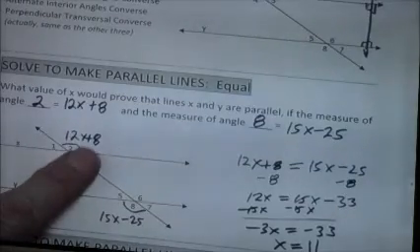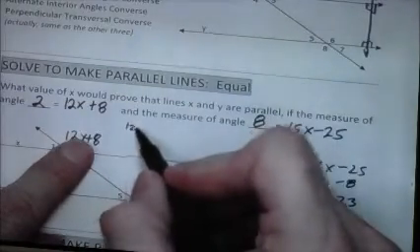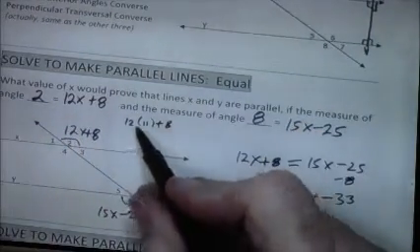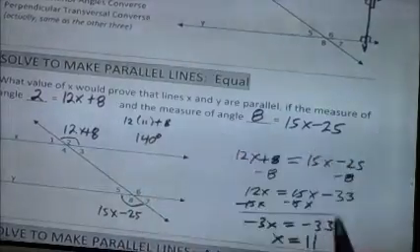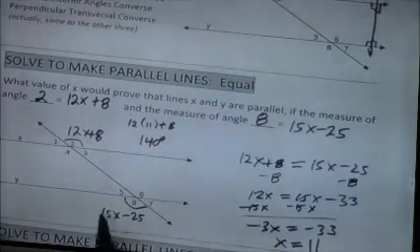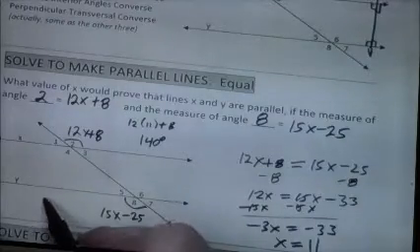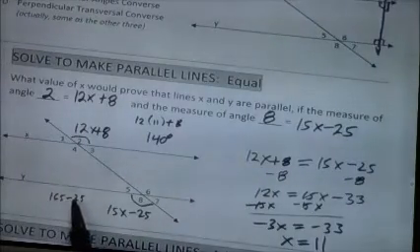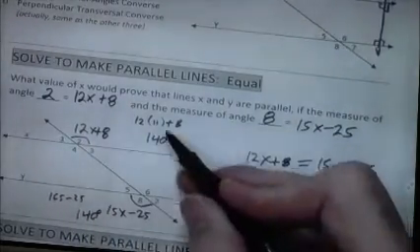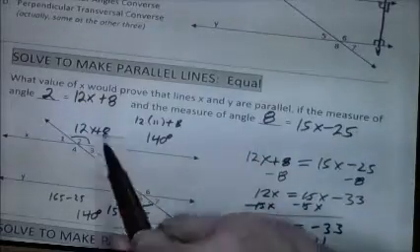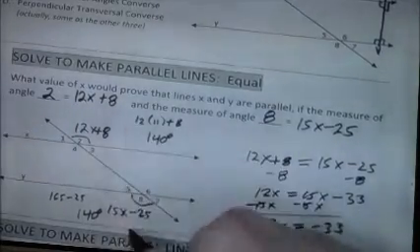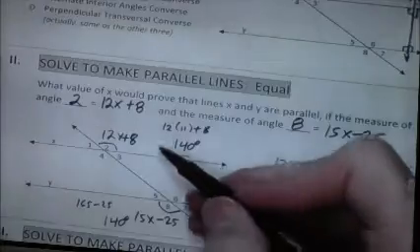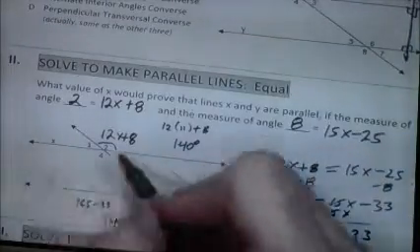Now, let's put 11 in here. 12 times 11 plus 8. So 11 times 12 is 132, plus 8, that makes this 140 degrees. Let's put 11 in here. 11 times 15 is 165, minus 25. So 165 take away 25, that is also 140 degrees. So using the number 11 makes these two 140 degrees each. That means that 11 is the number you need that makes x and y parallel. Because if these are both 140 degrees, that forces x and y to be parallel.